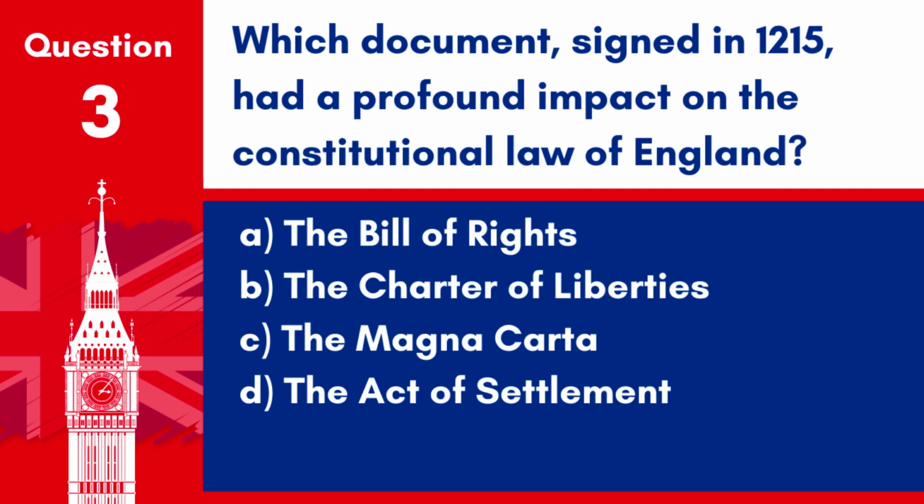Question 3. Which document, signed in 1215, had a profound impact on the constitutional law of England? A. The Bill of Rights. B. The Charter of Liberties. C. The Magna Carta. D. The Act of Settlement. Answer. C. The Magna Carta. Signed in 1215, the Magna Carta had a profound impact on the constitutional law of England, establishing the principle that everyone, including the king, is subject to the law.